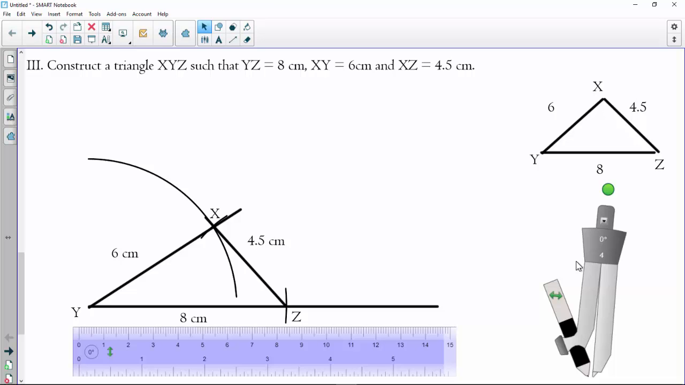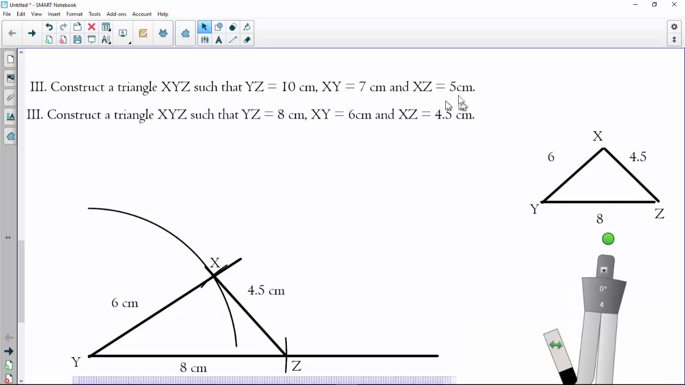Alright, so we'll wrap up there for now, and bear in mind you can actually try this one here now. So construct a triangle XYZ such that YZ equal 10 centimeters, XY equals 7 centimeters, and XZ equal 5 centimeters.